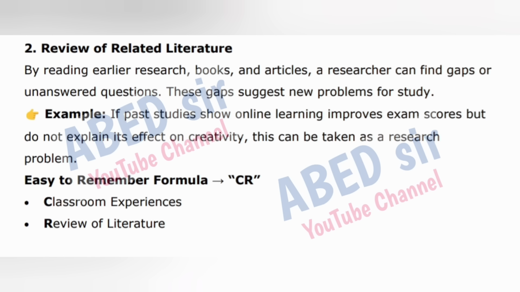2. Review of related literature. By reading earlier research, books, and articles, a researcher can find gaps or unanswered questions. These gaps suggest new problems for study. Example, if past studies show online learning improves exam scores but do not explain its effect on creativity, this can be taken as a research problem.